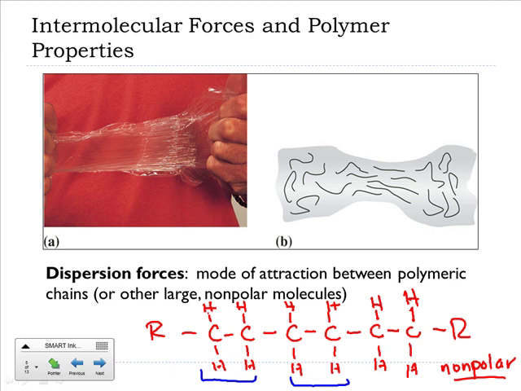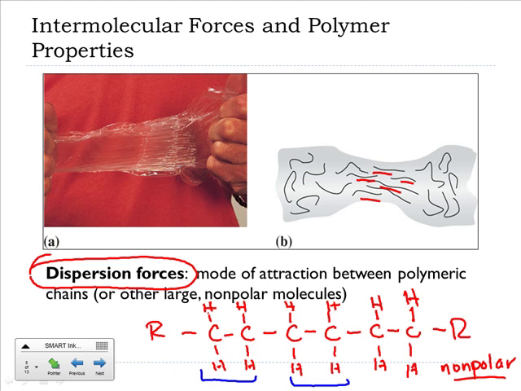And polyethylene chains attract one another via what are called dispersion forces. That's the mode of attraction between polymeric chains or between other big nonpolar molecules. So not just polymers, but plenty of others. And those dispersion forces, you can actually kind of see them at work. You can see what happens when you disrupt them, because what you're doing is forcing the chains to align in a way that they might not like.